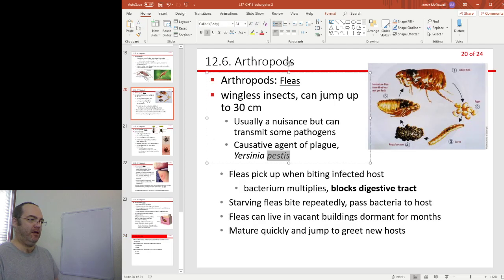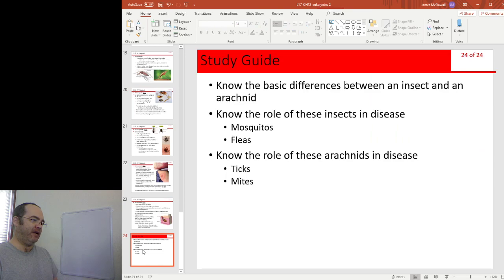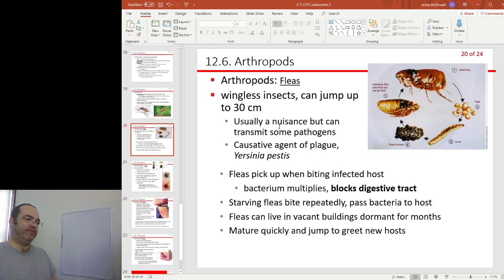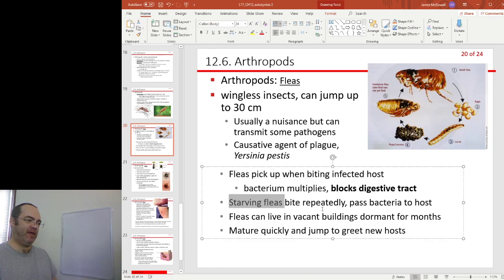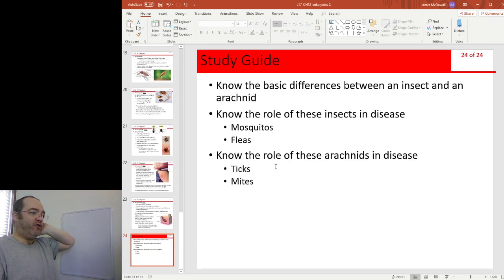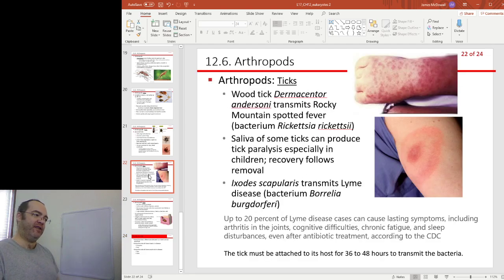Fleas. The plague, Yersinia pestis, is a particular concern when you think about fleas. And to remember their role. Remember the role of the bacteria, making those starving fleas, and starving fleas bite repeatedly, increasing the chances of transmitting the plague bacteria. Now, the role of these arachnids, ticks, have a whole number of different things that they spread around.